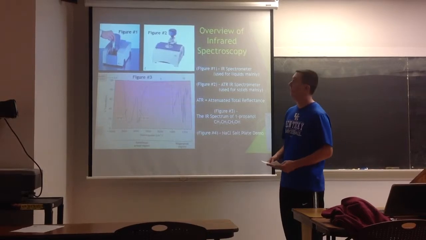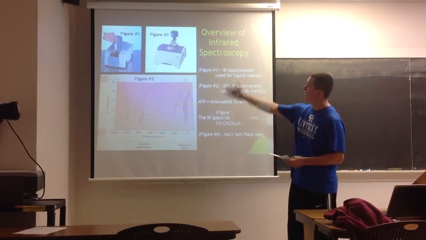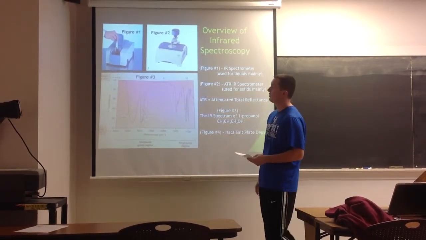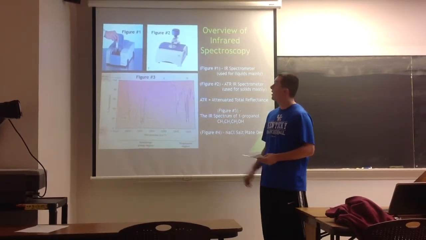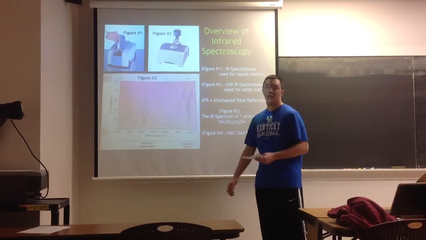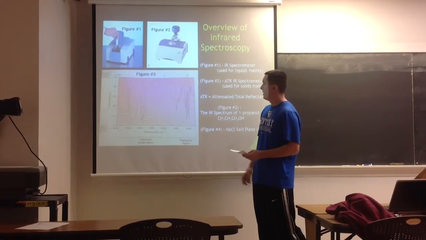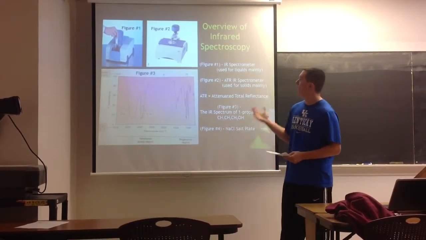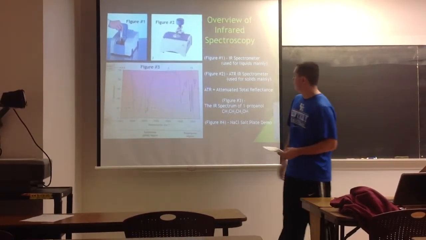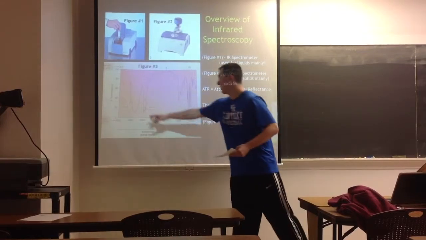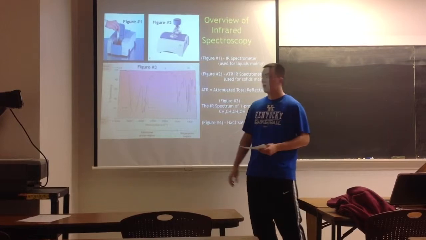First off, I want to introduce by talking about infrared spectroscopy. Figure 1 up here is the actual IR spectrometer that we use to analyze our liquid samples. Figure number 2 is another IR spectrometer that we use with the ATR adapter to analyze our solids. Figure 3 here is an example of what an IR spectrum would look like. This is an example of 1-propanol, as we can see the OH group over here, and the sp3 CH bond. We'll talk about that later though.